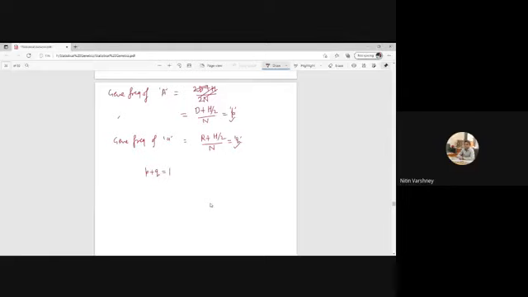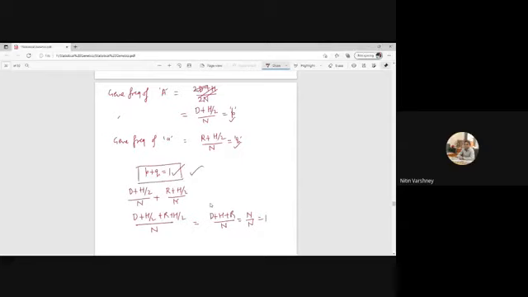How? See here, p is what? D plus H by 2 upon N, plus R plus H by 2 upon N. If I take the LCM, this will be D plus H by 2 plus R plus H by 2. So this is what? D plus H plus R by N, and D plus H plus R is what? N. So p plus q is equal to 1.